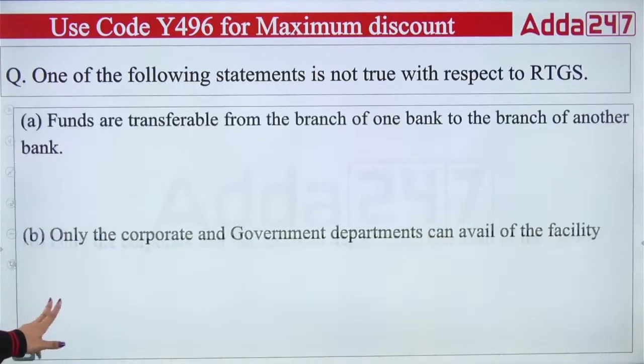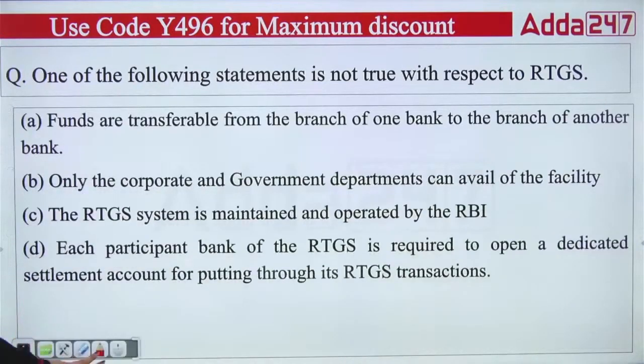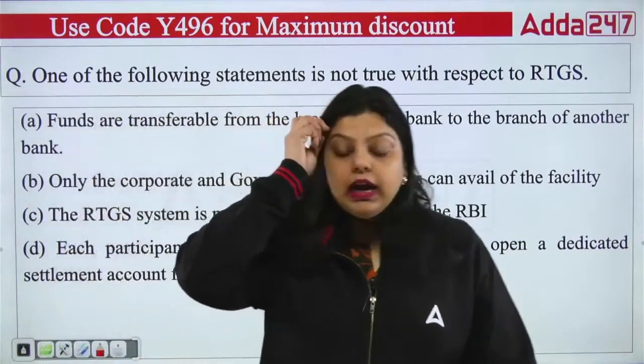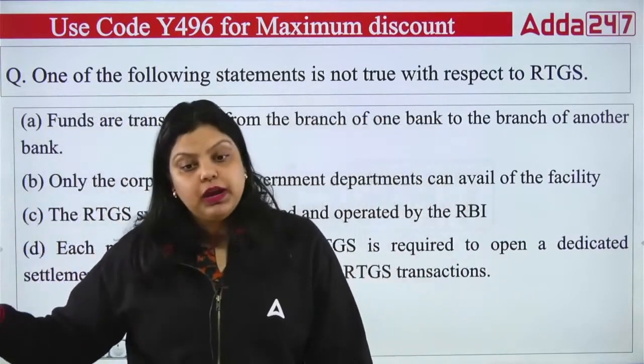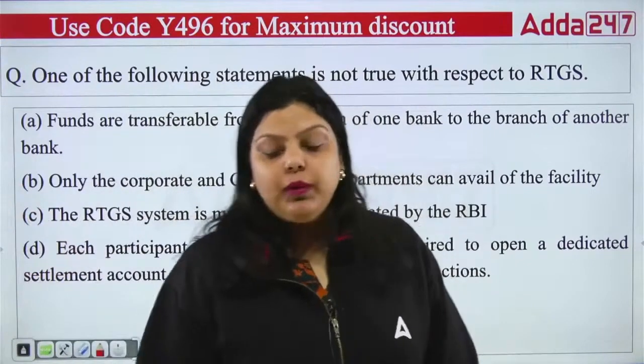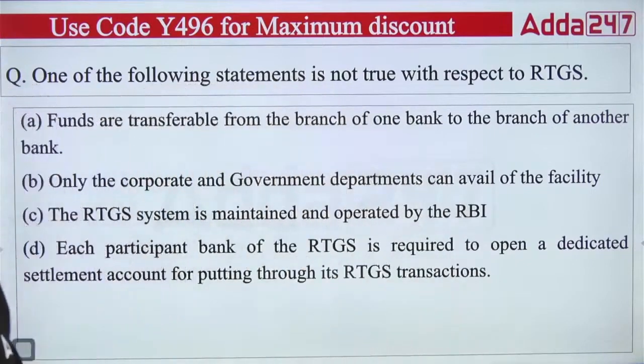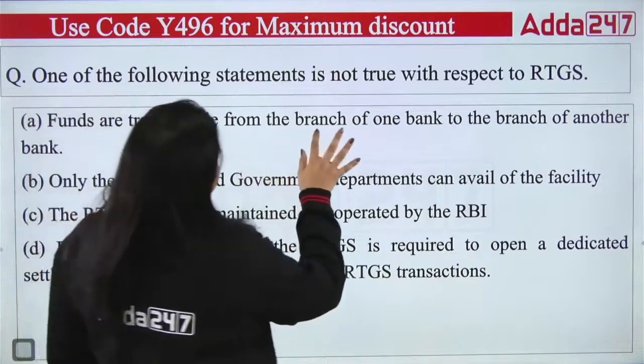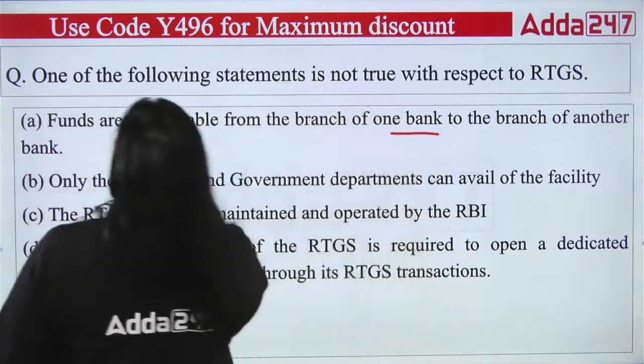So RTGS, you all know, real-time gross settlement. RTGS is maintained by RBI. RTGS and NEFT are still managed by RBI. IMPS is managed by your NPCI. Otherwise, NEFT and RTGS, they are managed by whom? They are managed by your RBI.